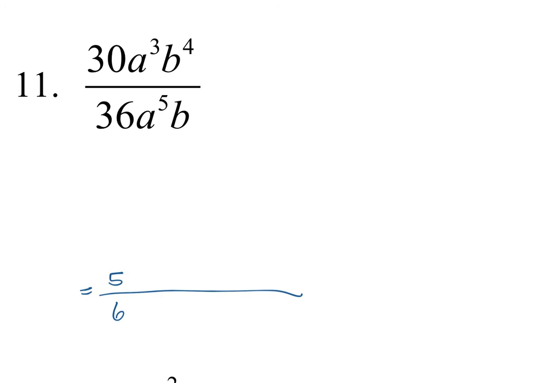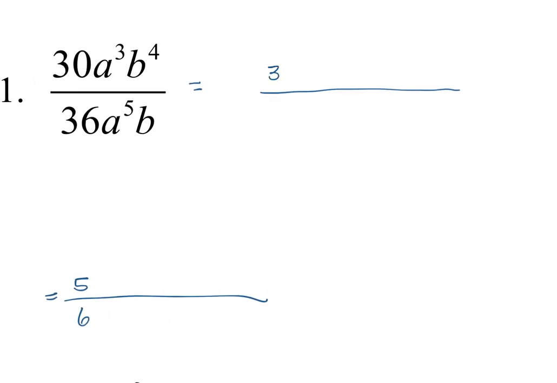So you can think about it that way. Okay, or you know how I said to factor everything completely out? The 30, you can say, well, 30 is 3 times 10, and 10 is 2 times 5, and 36 is 6 times 6, but 6 is 2 times 3. Okay, so we can write it out like that.